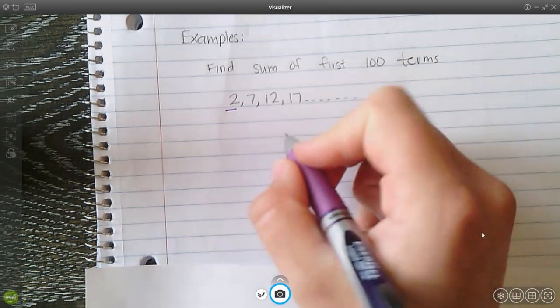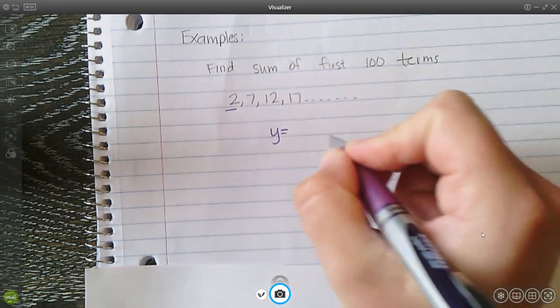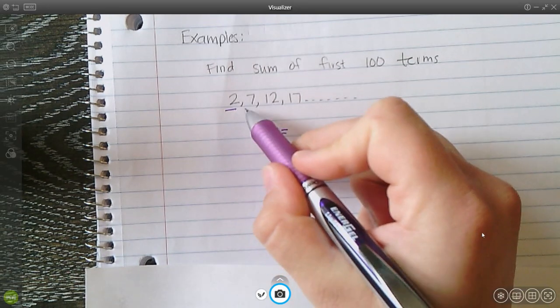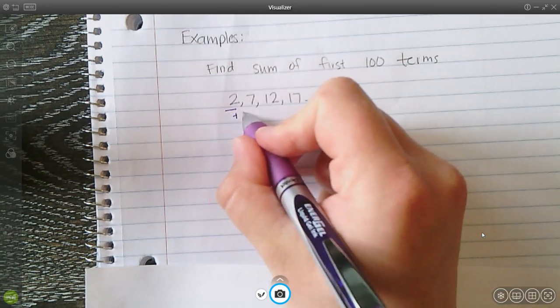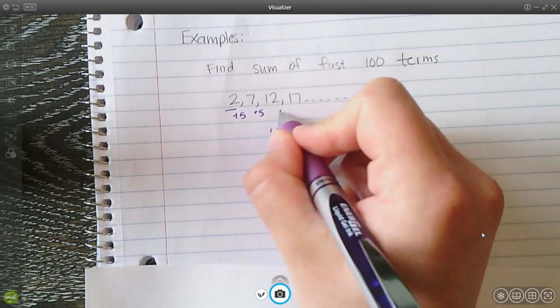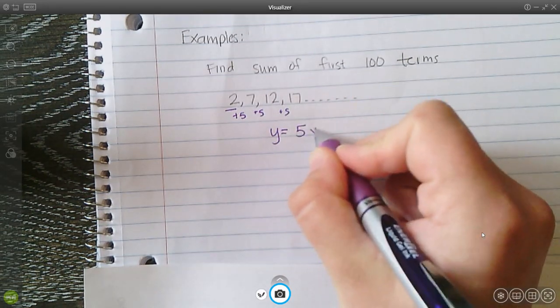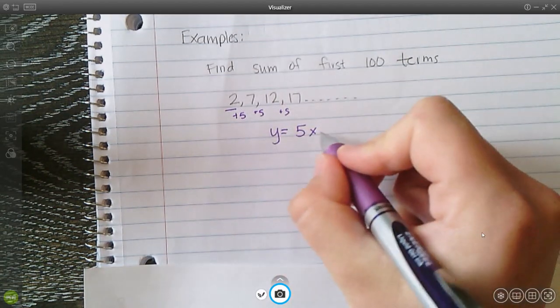To find the last number, you need to write out your y equals equation. So y equals, it looks like we are going up by plus 5, plus 5, plus 5. So we're going up by 5, so we're going to do 5x. And we started at 2, so plus 2.